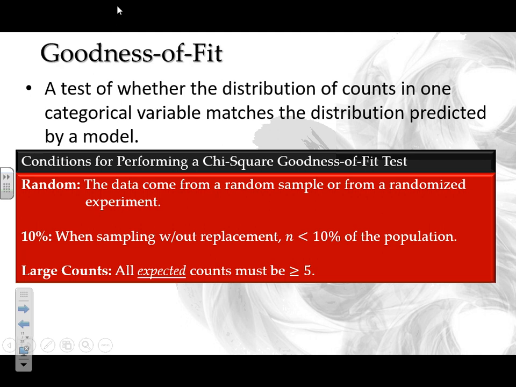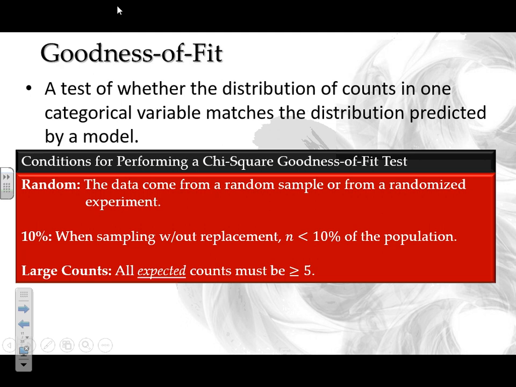Now, the last condition is one that's a little bit different than what we've seen before. It's called the large counts condition, which is exactly what we called the third condition for proportions. But this one's just slightly different. The large counts for proportions said the number of successes and the number of fails within a given scenario has to be at least 10. With a chi-square goodness of fit test, all of the expected counts must be at least 5. I'm sorry, at least 5.